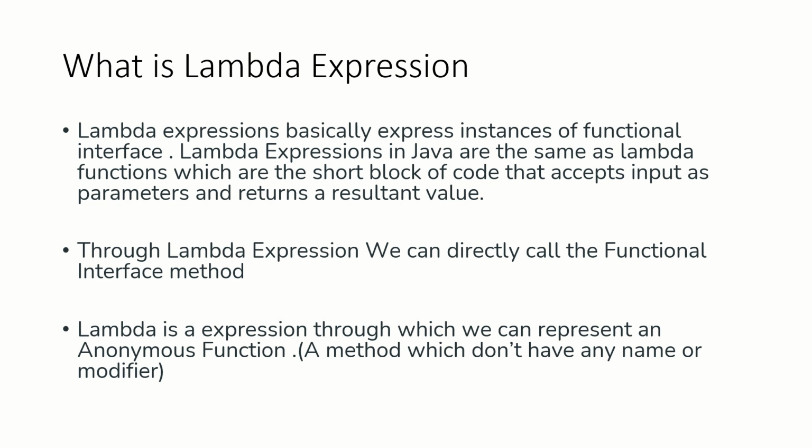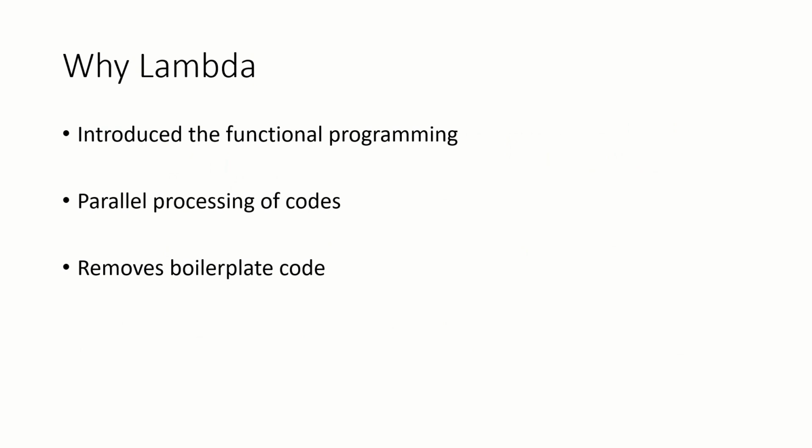In the next slide we are going to discuss why we are using lambda expression. The first thing is that lambda expression helps us in functional programming. It introduces functional programming in Java. The second point is parallel processing of the code. In many scenarios, we'll see that lambda expression helps us do parallel processing of code. How it is done, we'll see in the future. And the third point is that lambda expression helps us write code in a very concise way by removing boilerplate code.